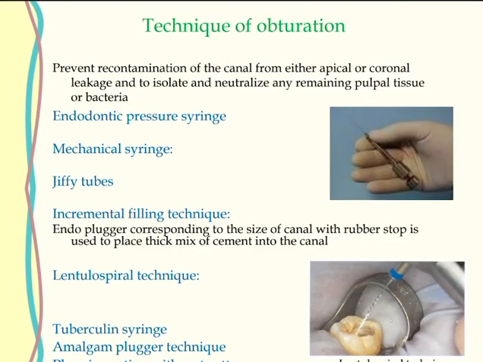So what are the techniques for obturation of a primary tooth? Basically, you don't have gutta percha. If it's a permanent tooth, you take a gutta percha stick and place it there, and gradually you do lateral condensation. Whereas in this, you don't have a stick, you have a paste. So there are different techniques for placing the paste. You can use an endodontic pressure syringe to deliver the material directly into the root canal. You can use a mechanical syringe, or you can use an incremental filling technique.